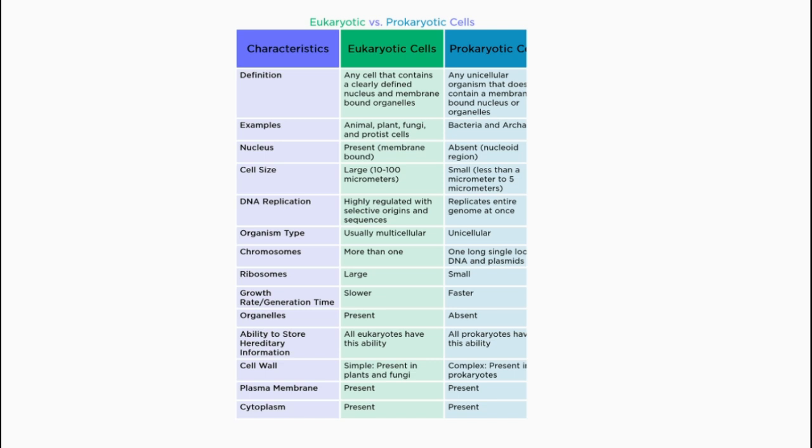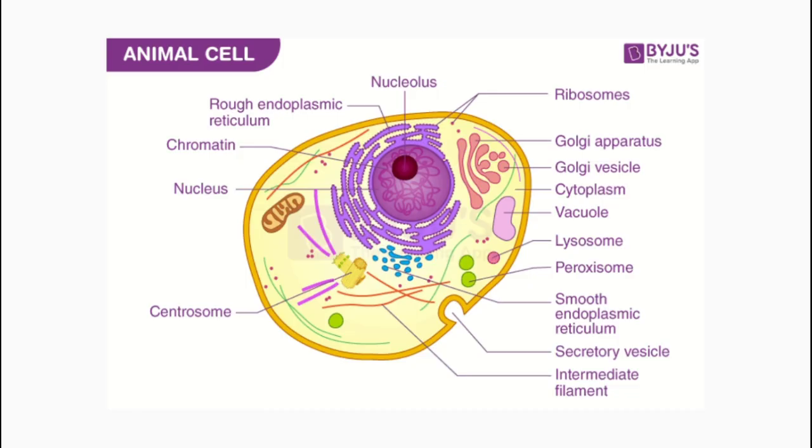So the cell wall is a bit more complex. In our prokaryotic cells, specifically our bacteria, the cell wall is made up of peptidoglycan. That is how I pronounce it, but the cell wall is made up of peptidoglycan, and then the plasma membrane is also present, and cytoplasm is also present.